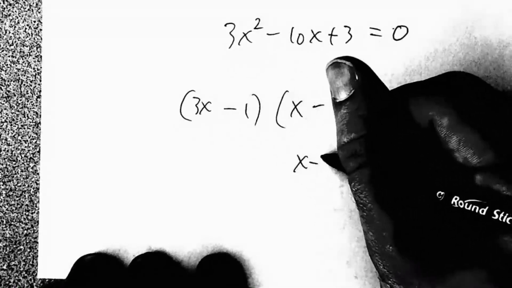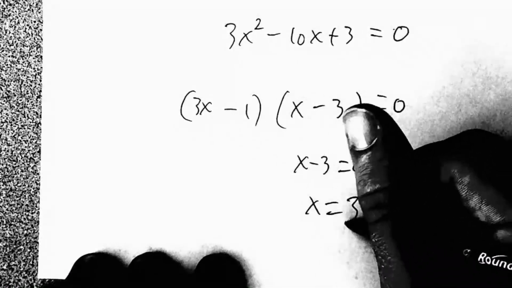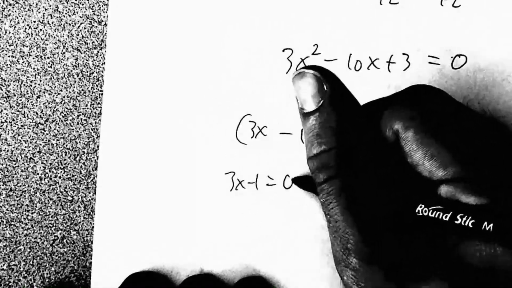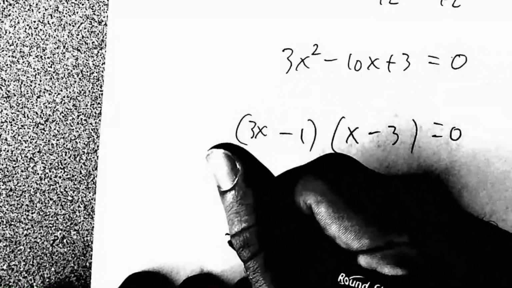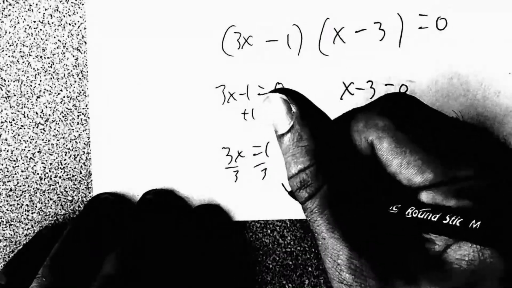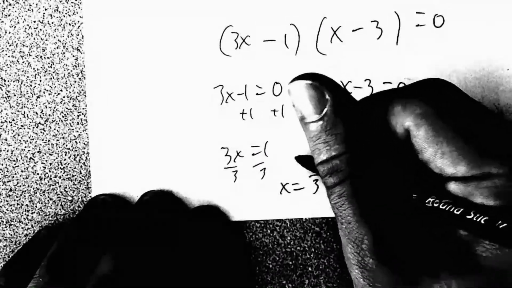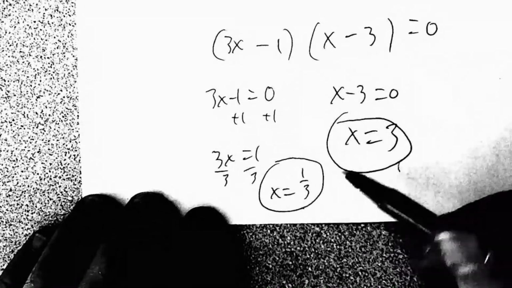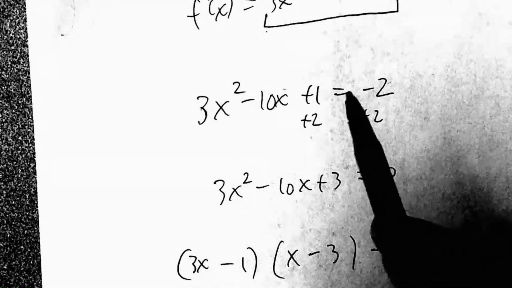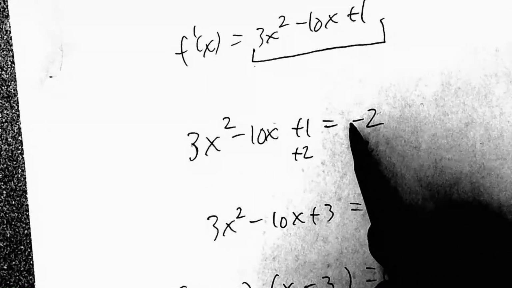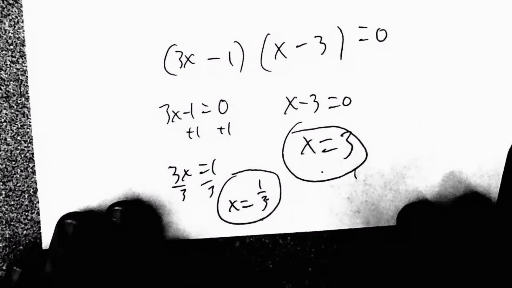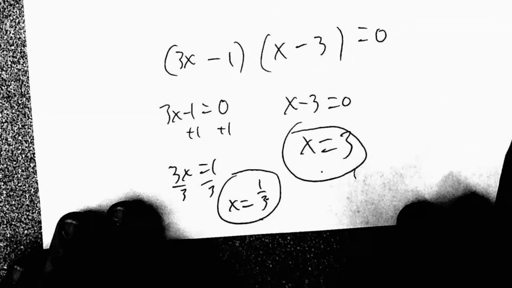Then you set each of these equal to 0. x minus 3 equals 0, so x equals 3. That's one point. And then 3x minus 1 equals 0, plus 1 on both sides, 3x equals 1, divided by 3, x equals 1/3 is the other point. So at these two points, when I plug them into my original derivative, I'll get negative 2. That means at these two points, the slope of the tangent line is negative 2. Okay, that's it.